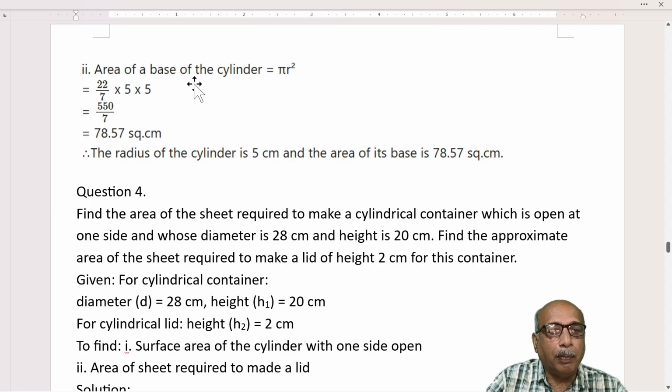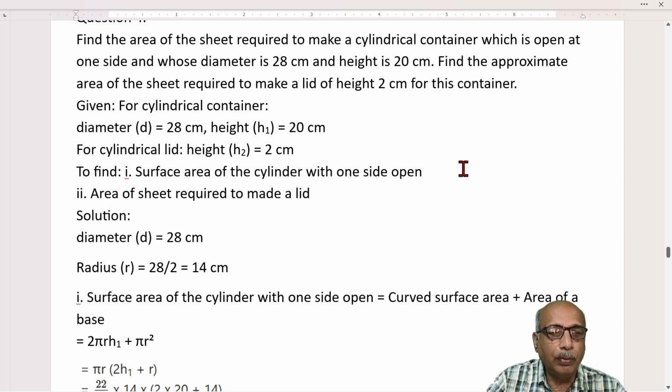Area of the base of the cylinder is pi r square. So 22 by 7 into 5 square equals, simplify this, you will get 78.57 square centimeter. Therefore, the radius of the cylinder is 5 centimeter and the area of its base is 78.57 square centimeter.